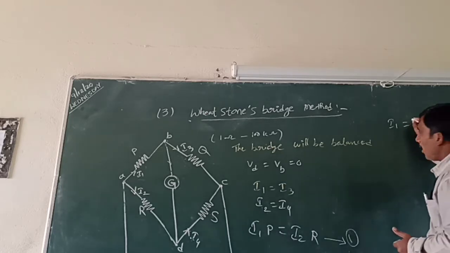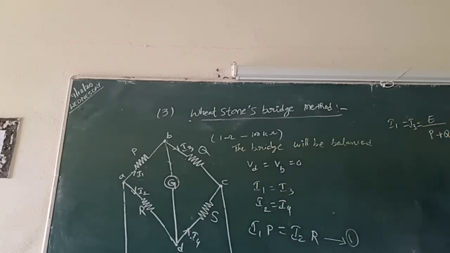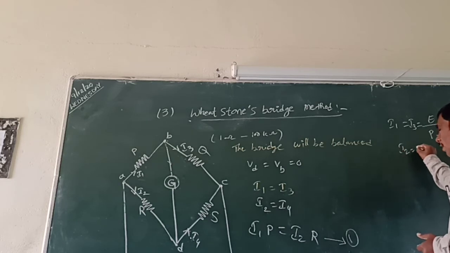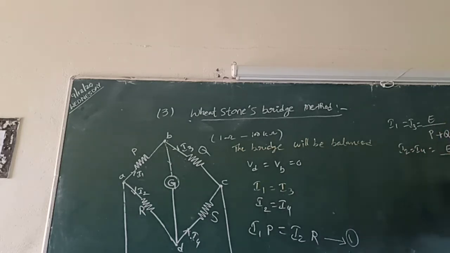I1 equal to I3 equal to E by P plus Q. Under balancing condition I1 equal to I3, we can write I1 equal to I3 equal to E by P plus Q. We can write that. Similarly I2 equal to I4 equal to E by R plus S. We can write like this. Next is equation number 2. Next is equation number 3.